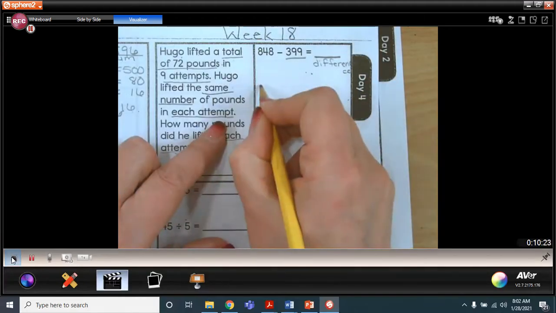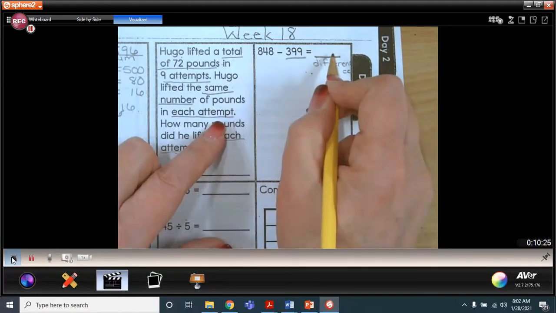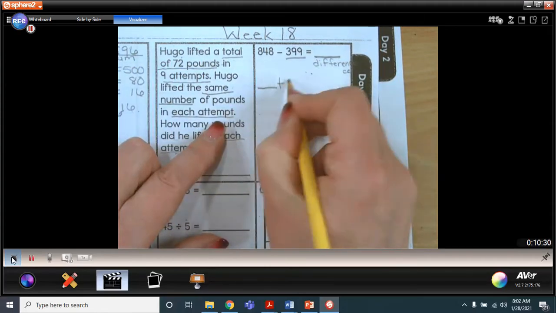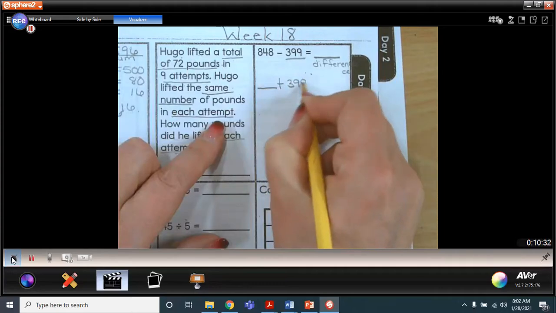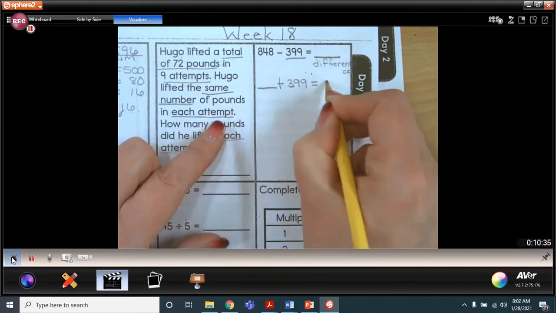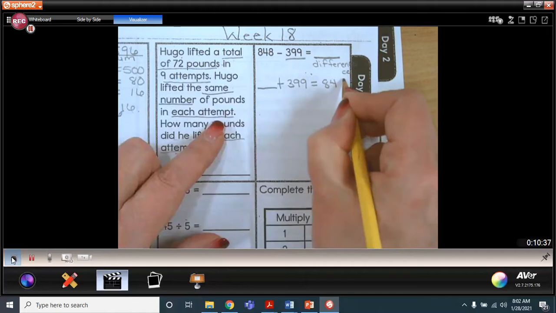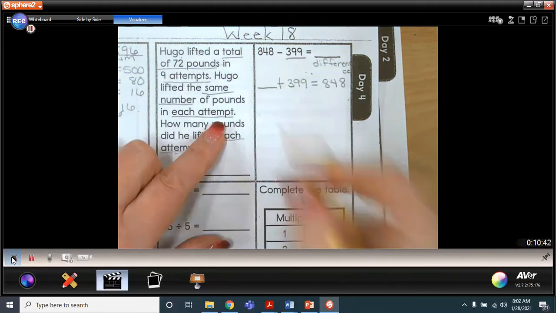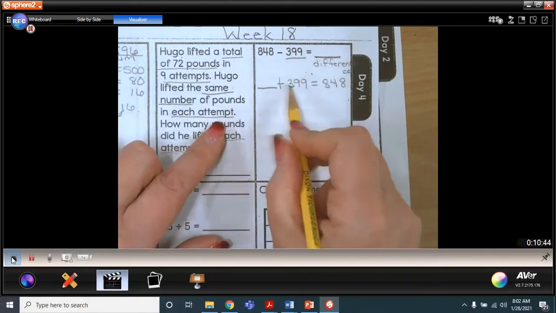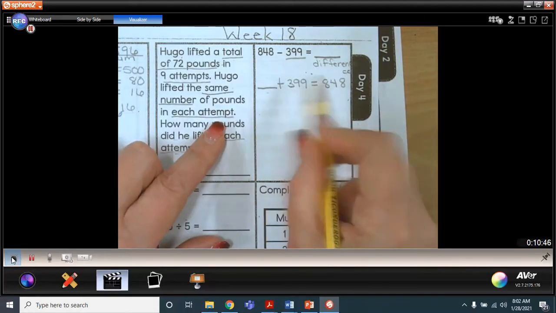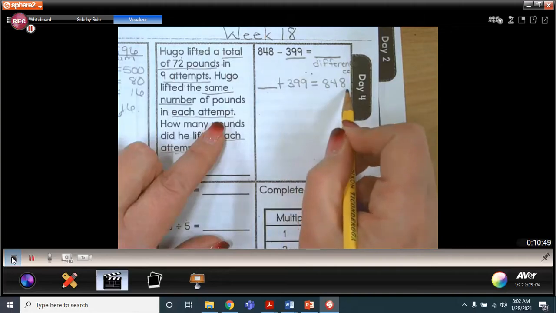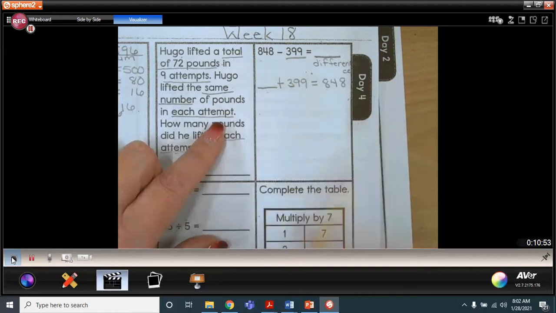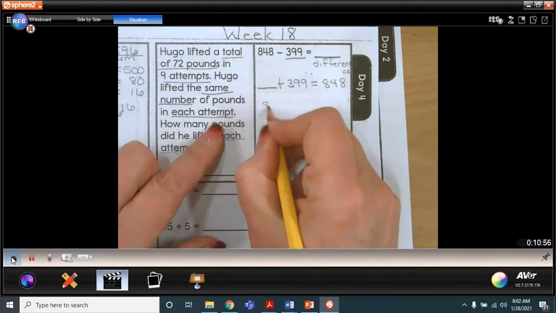Now, again, remember, the opposite of subtraction is addition. So what does that tell us? That I'm missing one of the amounts that when I add it to 399, I'm going to get 849. So really and truly, I could think about, okay, what could I add to 399 to get me close to 849? We could think about it that way also.